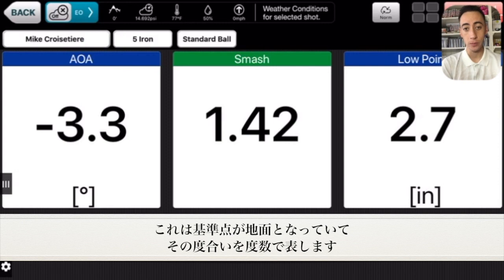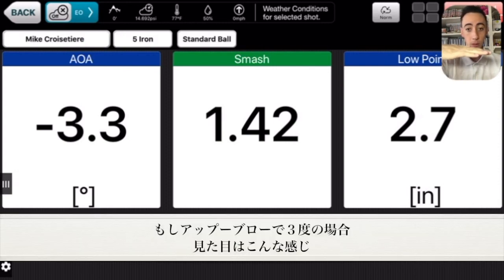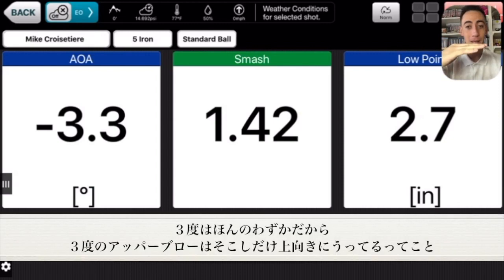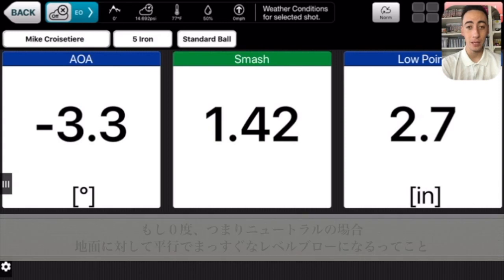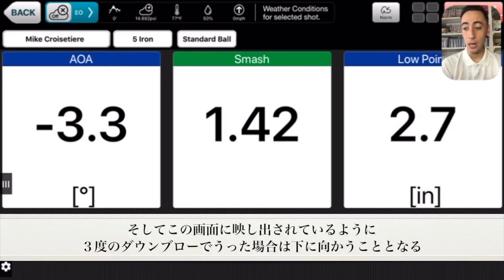Now they also use something called degrees. If you're hitting upward 3 degrees, it would look maybe something kind of like this. Again, 3 degrees is not a lot, but you'd be hitting upward slightly. If you're hitting 0 degrees or neutral, that'd be level with the horizon. And then if you're hitting down like this shot is, 3 degrees, you'd be hitting downward, a downward blow.